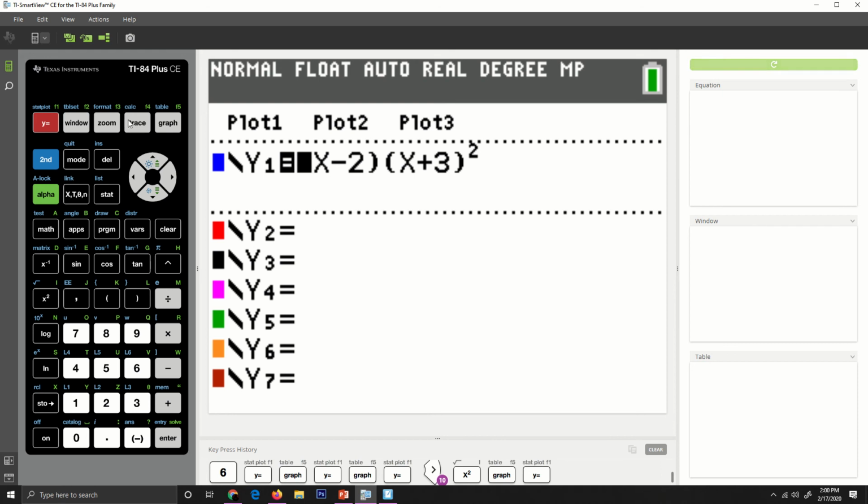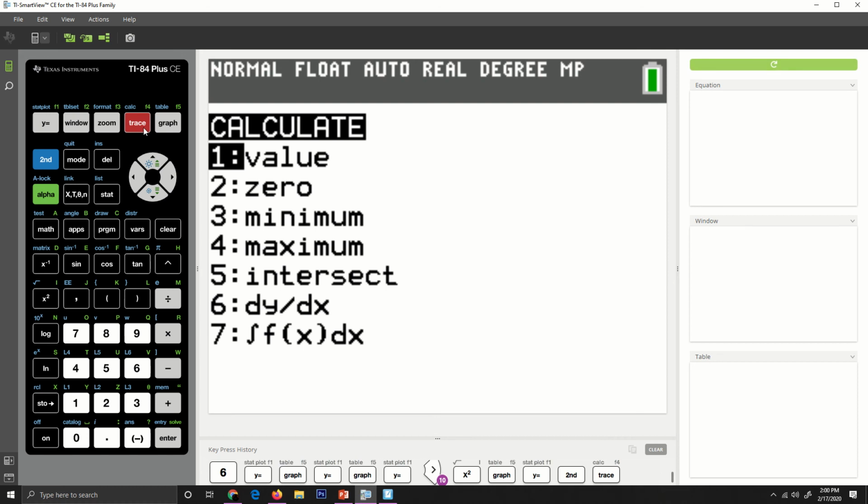What we're going to do is use this calc menu right here, which is the second function of the trace menu. I've said this a couple times before, but I don't know why these aren't reversed, because all the good stuff is in this calc menu. Trace is never good enough in any of my classes. So if we want to find a 0, we're going to hit second, and then that trace button to bring up the calculate menu. And you see some really cool things here.